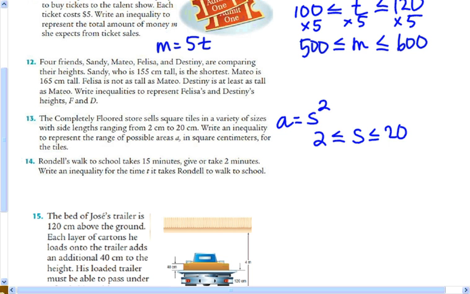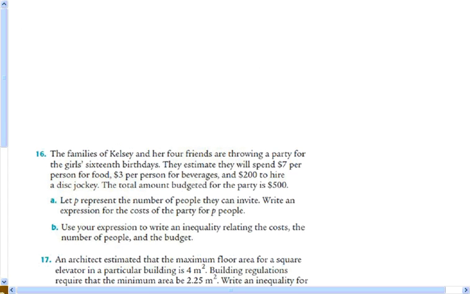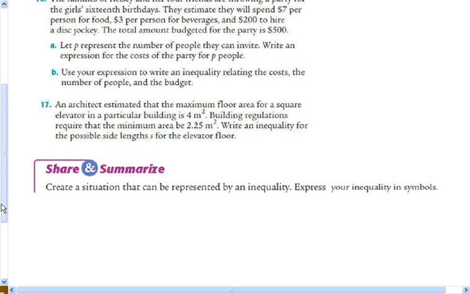And so we need to square those sides to get the area. So I'm just going to do 2 squared, s squared, and 20 squared. And when I do that, I get 4 is less than or equal to s squared, which is our area, is less than or equal to 400. All right. I think I'll do number 13 in class. Let's do one more here.